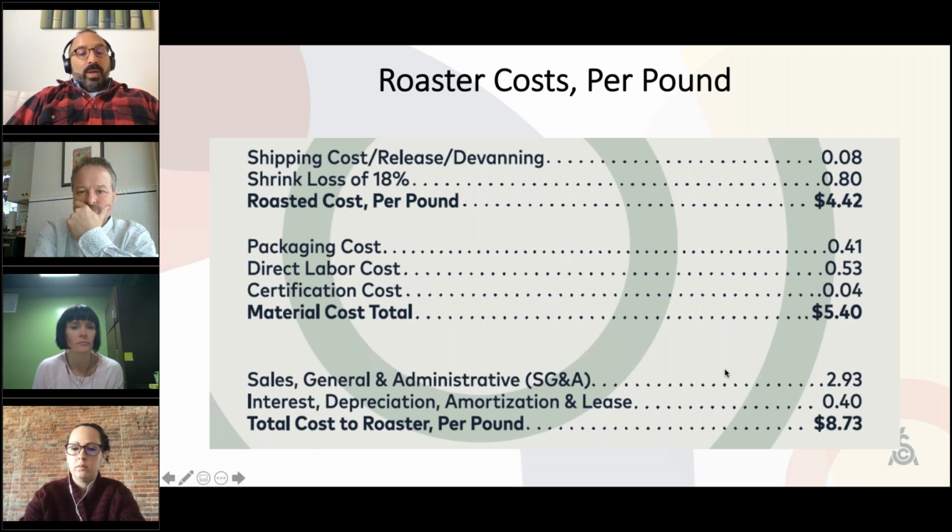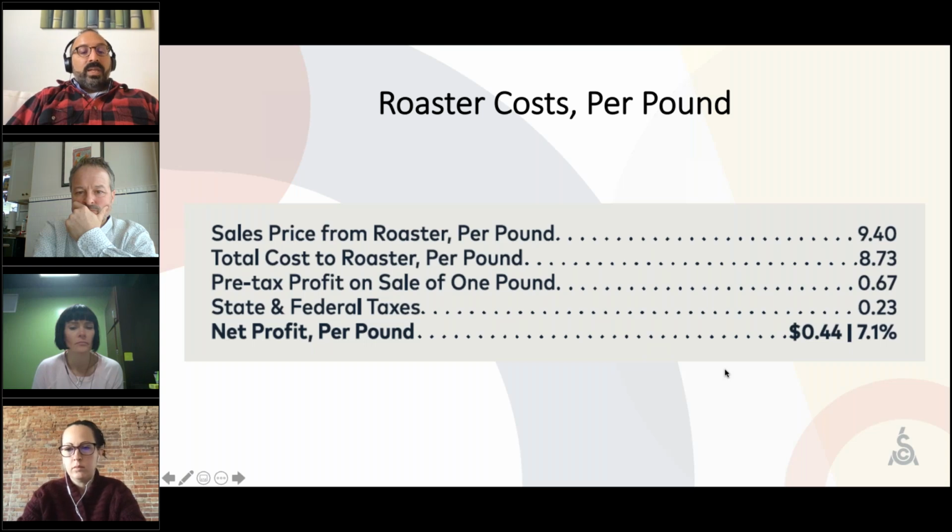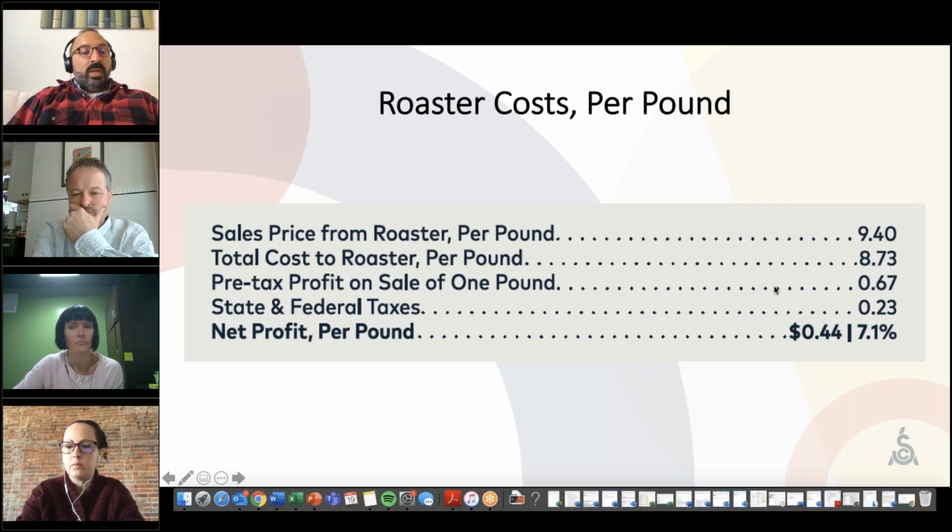So with that number, we go to our next slide, and we can see that if the roaster is selling the coffee at a wholesale level at $9.40, which is our hypothetical here, which would not be unusual, and their costs are $8.73, which we got from the previous page, then you've got a pre-tax profit of 67 cents. Then you apply state and federal taxes of around 23 cents, which we calculated by available tax rates. Then you have a net profit to the coffee roaster of about 44 cents a pound.